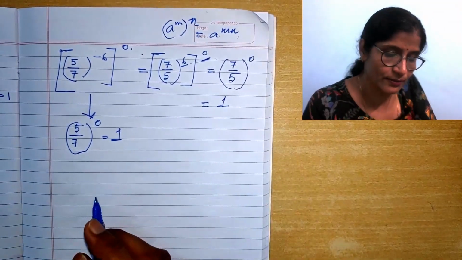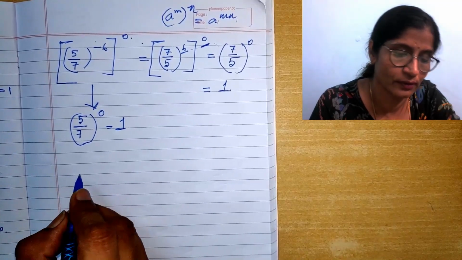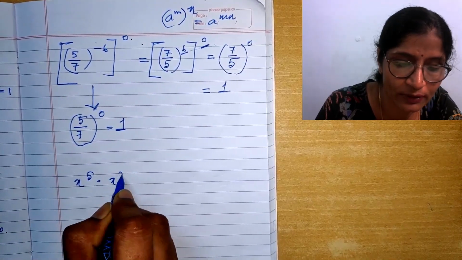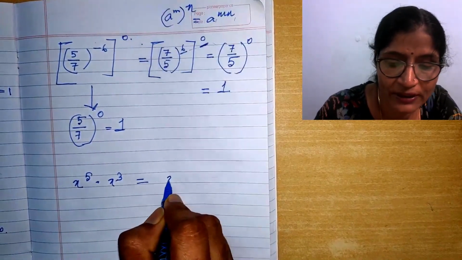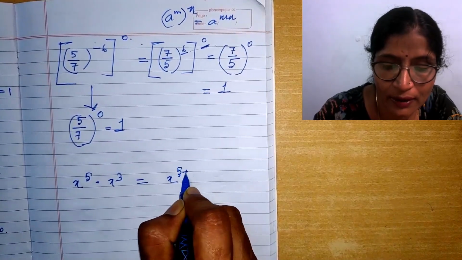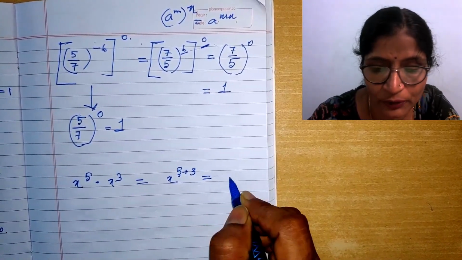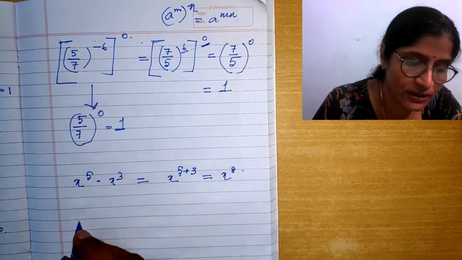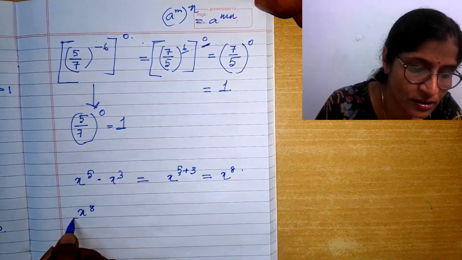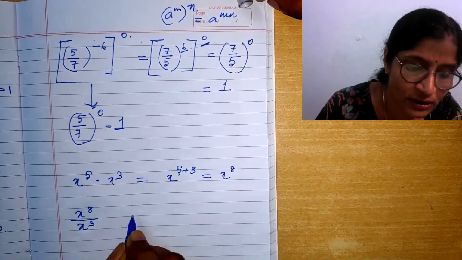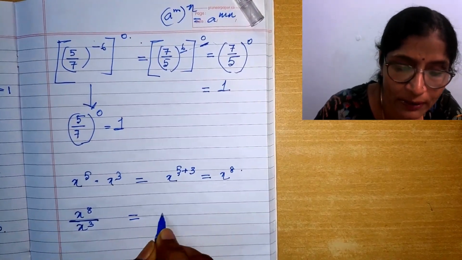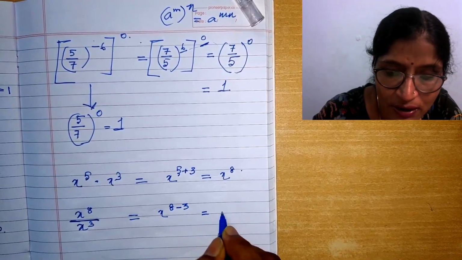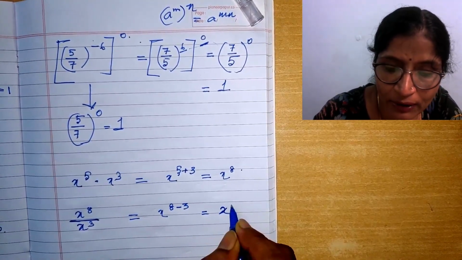Now next sum is that it is given x to the power 5 into x to the power 3. Okay, so bases are same, powers will be added in case of multiplication. Multiply one exponential form with another, so it is x to the power 8. Next is that x to the power 8 divided by x to the power 3. Then here it is division, so powers will be subtracted. X to the power 8 minus 3, it is equal to x to the power 5.